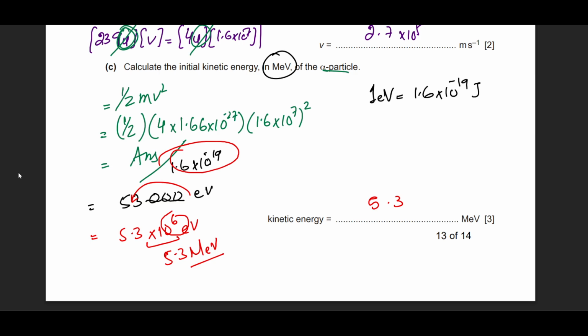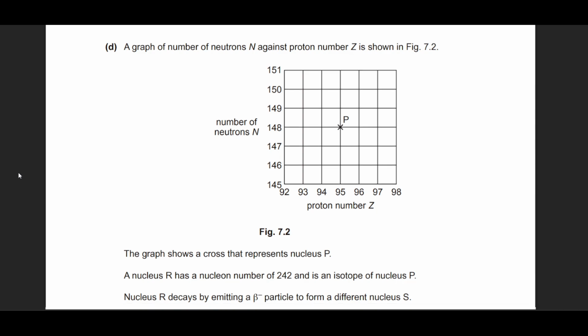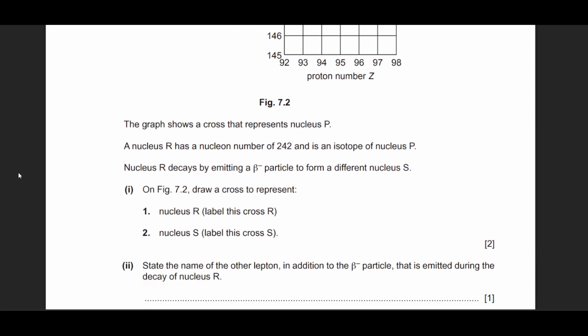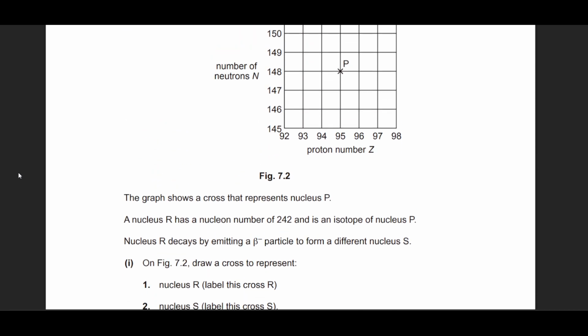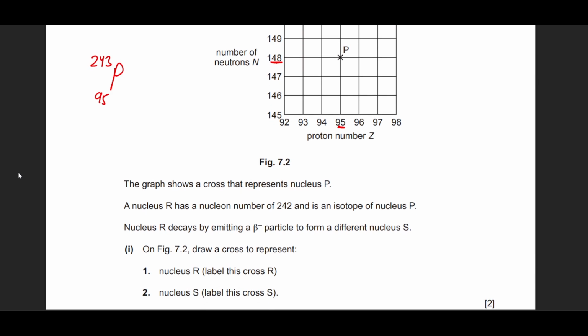Question D is from alpha, beta, gamma, decay equation, so on and so forth. He says that N is shown, Z is shown, okay, fine. The graph shows a representation of nucleus P, which is given over here. So if I had to write down P, that would have been 95, and adding 148 with 95 would have given me the number that is represented here, 243. Okay, fine, let's go ahead.